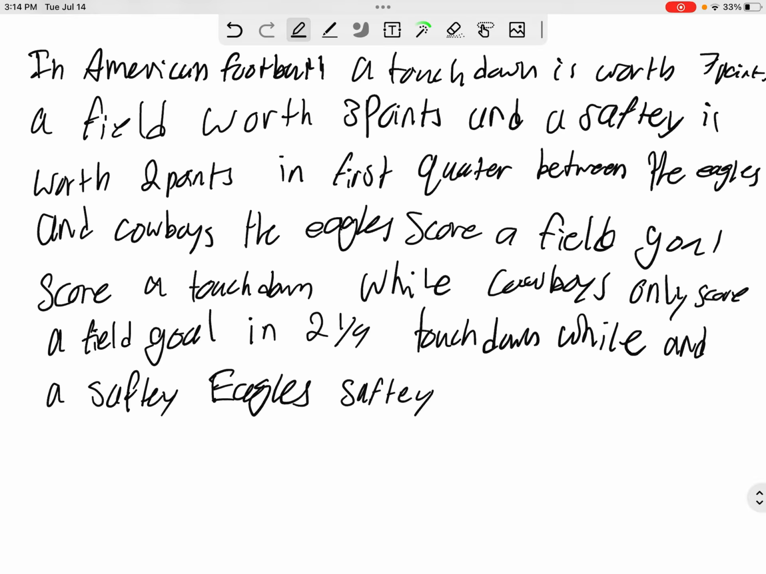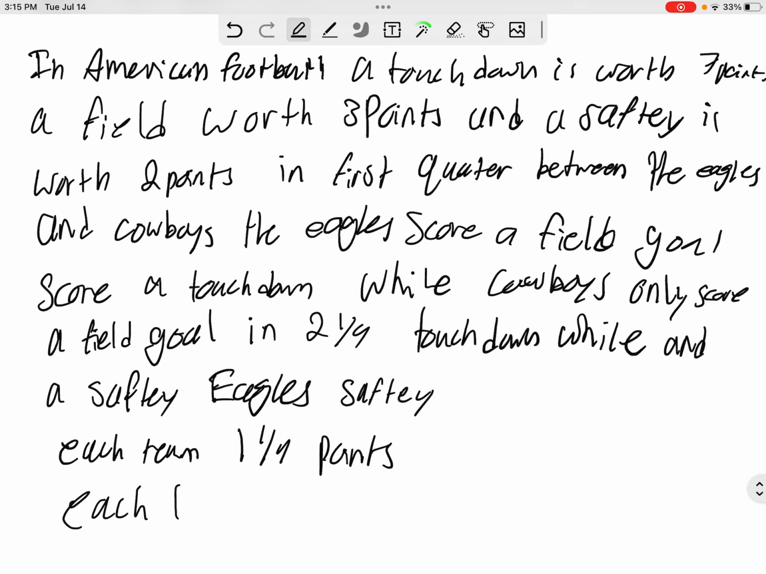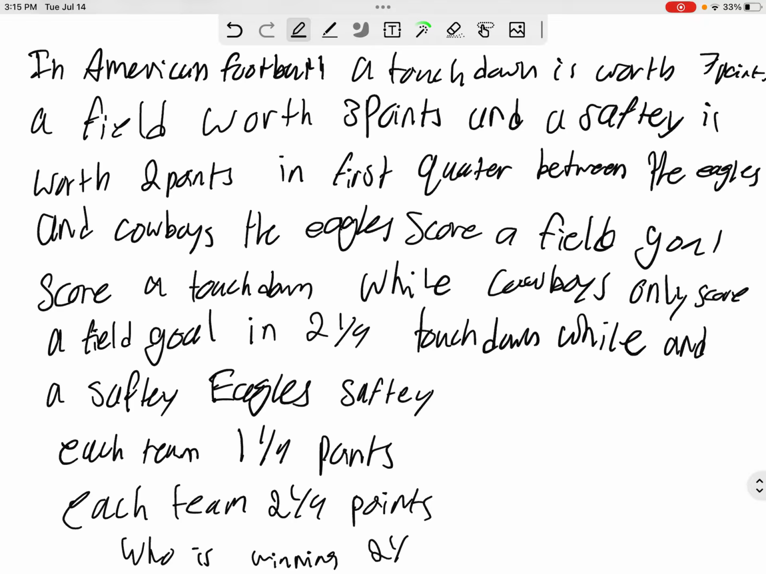So how many points did each team score in the first quarter? Each team in the first quarter, points, and each team in the second quarter, points, and who is winning after the second quarter, points.